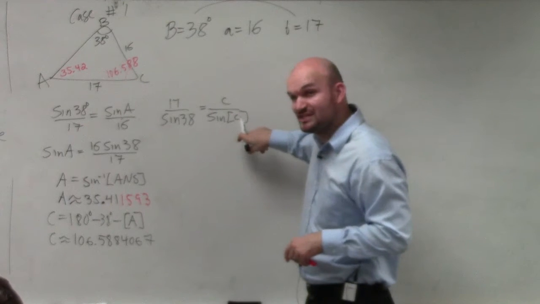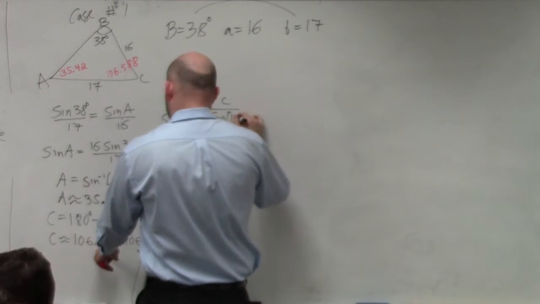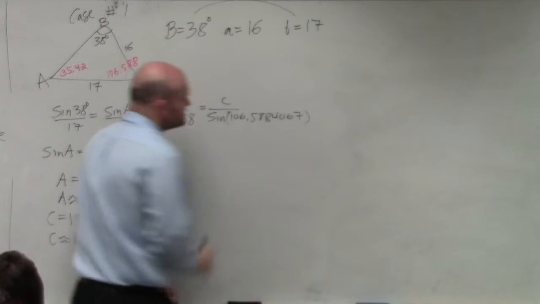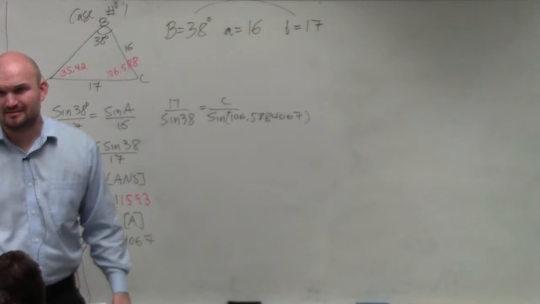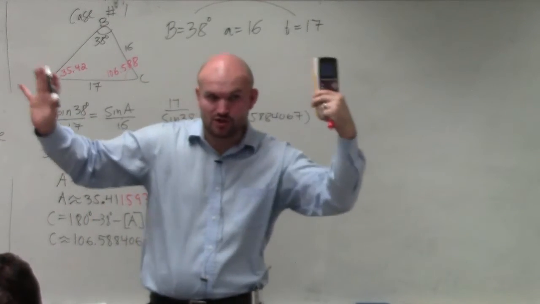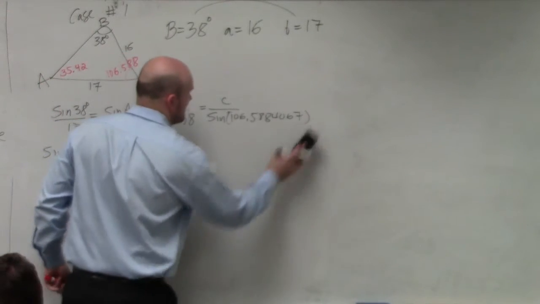Because this is stored C. If you wanted to, you could write in what C is: 106.58840067. That's just a lot to type in the calculator, isn't it? So what I do is I store that answer in my calculator, which, again, I will show you. So therefore, you guys can remember it. But it just makes life a lot easier.